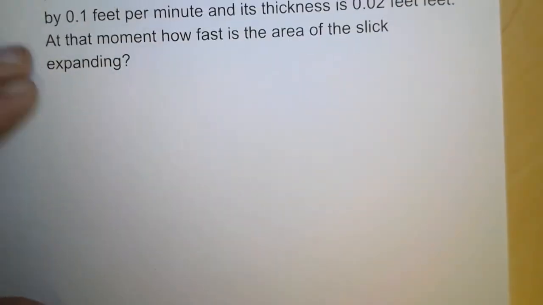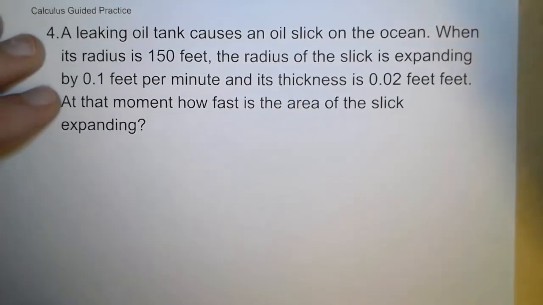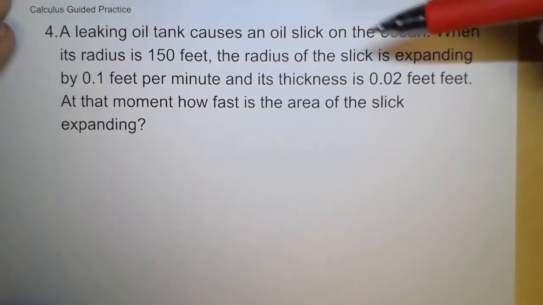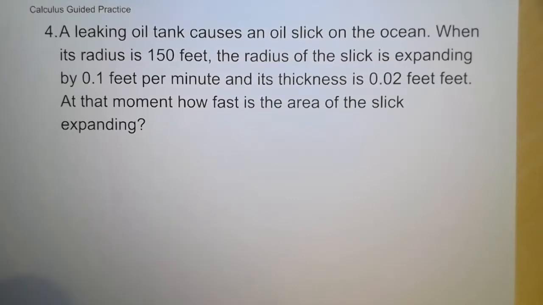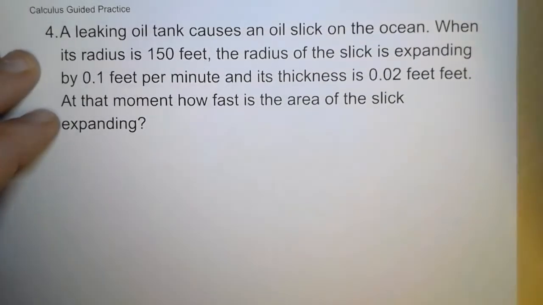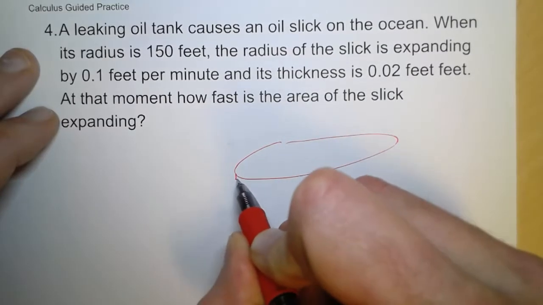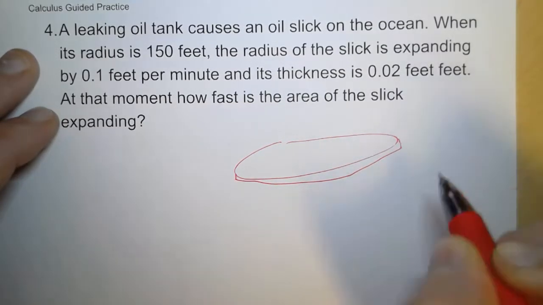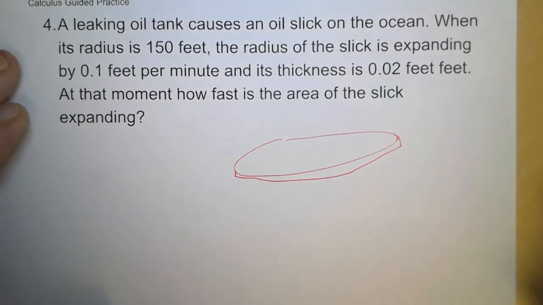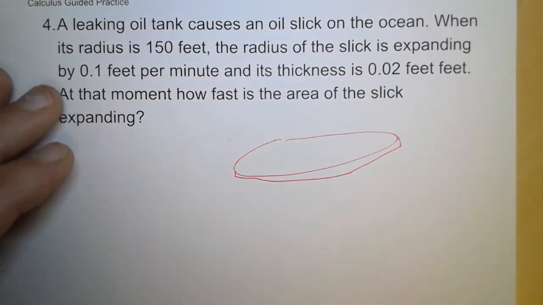All right, so looking at the final one, it says a leaking oil tanker causes an oil slick on the ocean. When its radius is 150 feet, the radius is expanding by 0.1 feet per minute, and its thickness is 0.2 feet tall. At that moment, how fast is the area of the slick expanding? Now, some people would look at this and say that, well, if you're talking about an oil slick and it has a thickness, that means you're talking about volume. And so this is the wrong video for that.